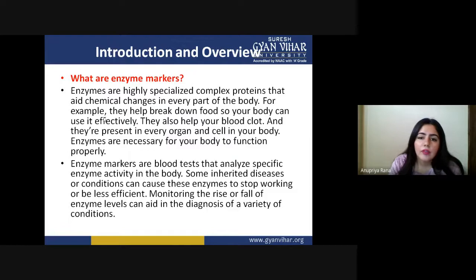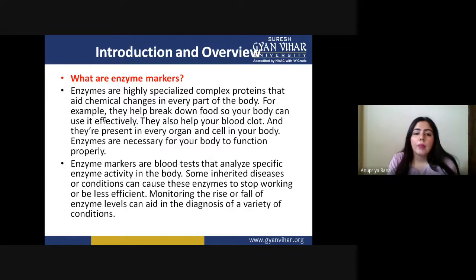Enzymes are necessary for the body to function properly. If they are not present inside our body, it is not going to function appropriately. They are very much needed in our body to carry out its metabolic pathways.